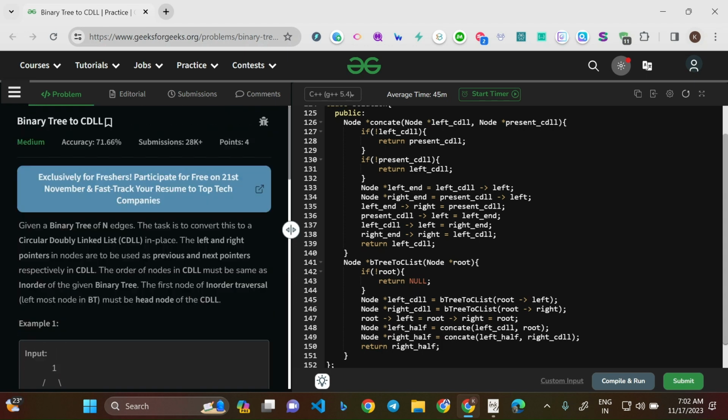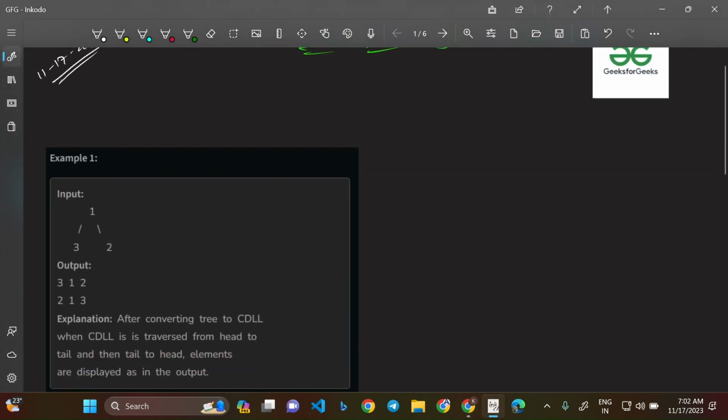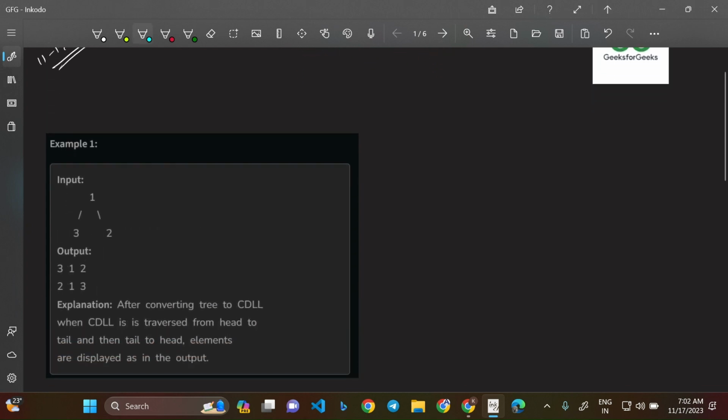Now let us go through the examples. This is the first example that has been given: 1 3 2. This is the binary tree that has been given. When you're asked to do the inorder traversal, how do you write it? First you write the leftmost, that is 3, then your node, that is 1, and then your right, that is 2. Now convert this into a CDLL.